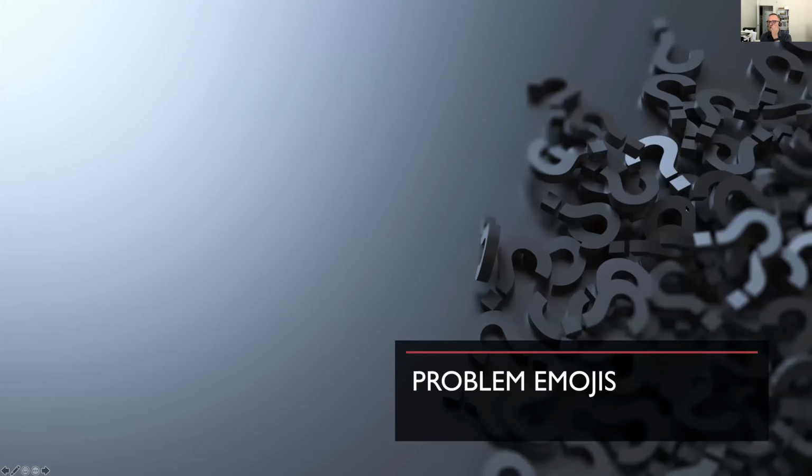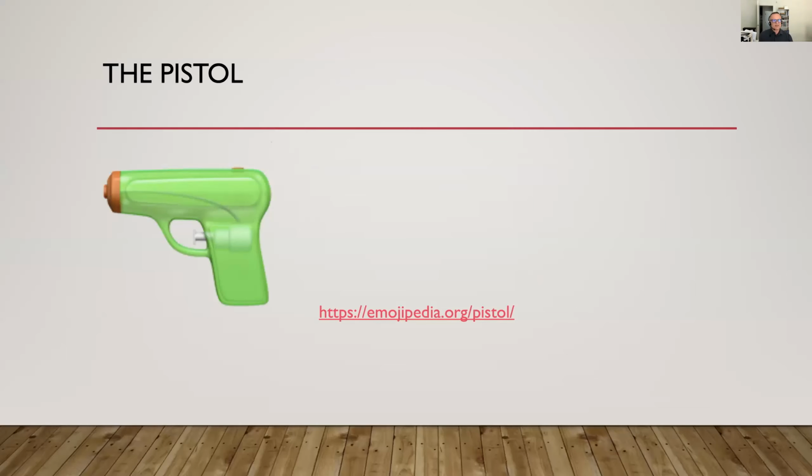So let's take a look now at some problem emojis. The pistol. Now this may not seem like a problematic emoji, but keep in mind that in the early days, before 2016, 2017, the pistol was actually depicted as a real gun. So you can see how that might cause an issue, as we saw in the first example of the case that we looked at.